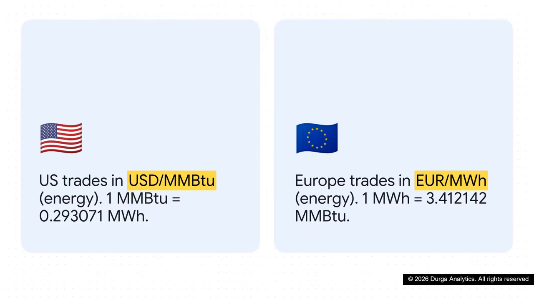Before we move any further, we absolutely have to talk about units, because confusing energy with volume is a rookie mistake that I see way too often. Gas is bought and sold as energy. In the United States, we trade in US dollars per MMBTU. That's 1 million British thermal units. Over in Europe, it's traded in euros per megawatt hour, or MWH. The fixed conversion rate you need to know is 1 MMBTU equals exactly 0.293071 MWH. A desk that only understands one market's mechanics and ignores the mathematical reality of the other is going to get absolutely destroyed if they try to cross over.